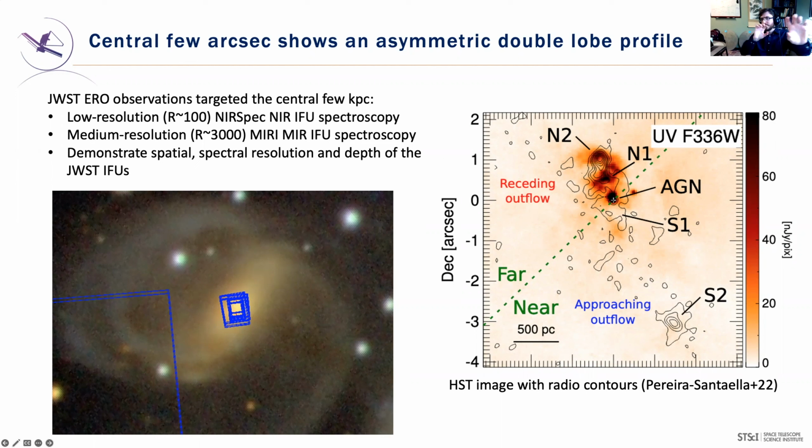It's tilted with respect to the line of sight, and a little bit foreshortened along one axis. You can see the approaching outflow is the one on the bottom, and the receding one is the outflow on the top. So we thought this would be a great target for illustrating some of the power of the JWST IFUs for the early release observations we put out. We targeted the central few kiloparsecs with both NIRSpec and MIRI integral field spectroscopy. We loosely plopped the IFUs over the center of the galaxy and saw what we see.